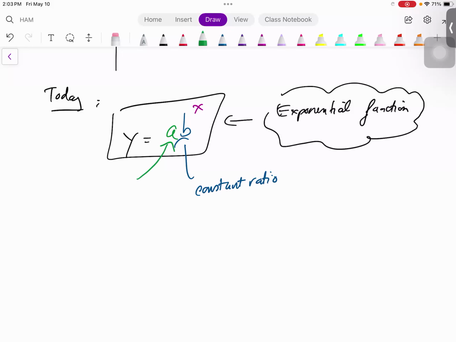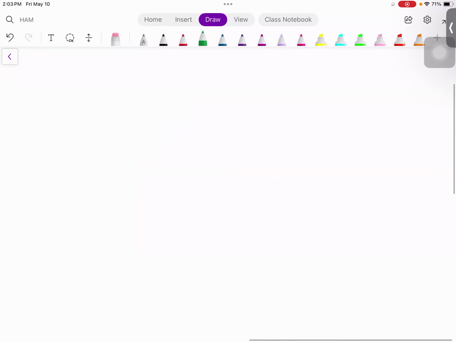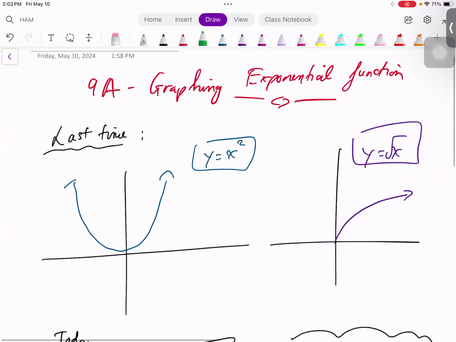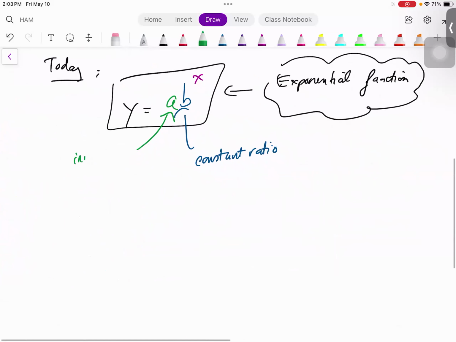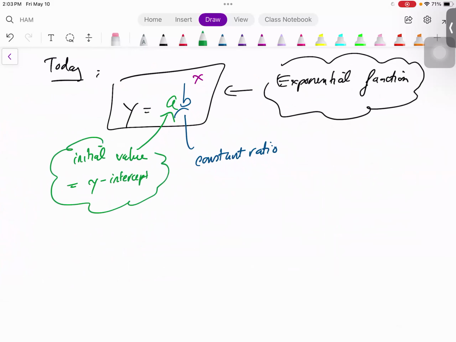What is a? A is similar to the b in y = mx + b. B is the y-intercept, so a is also the y-intercept. Y-intercept also means the initial value. Yeah, initial value.